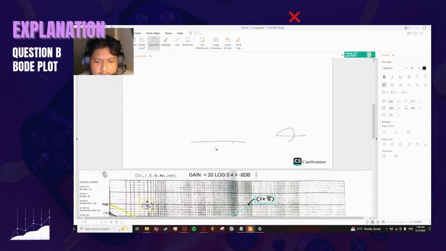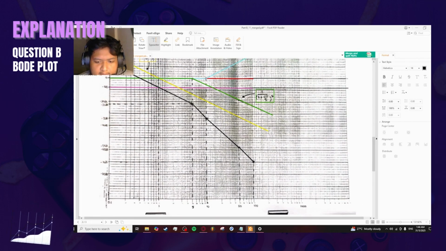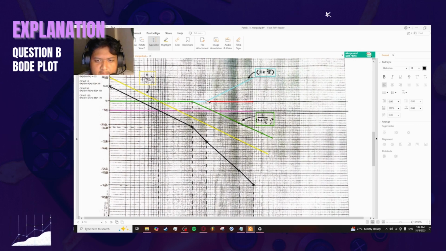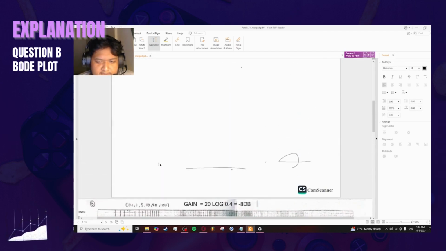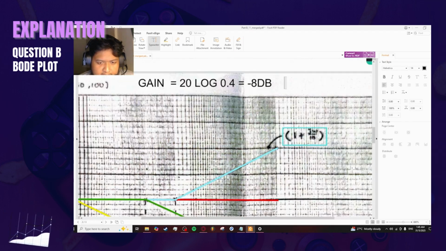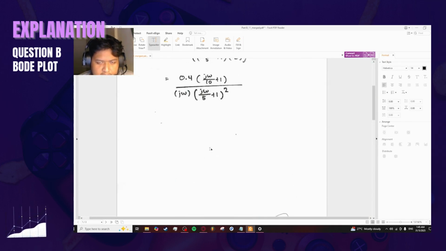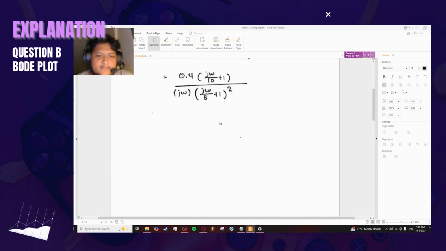So you need to draw the line until 10 here, where they meet, and then go up 20 decibels. So that's the first function, and then make sure that you write down the function here so you don't get it confused. And then the second function is we go down here. The values down here are all negative, meaning that it's going to go down.